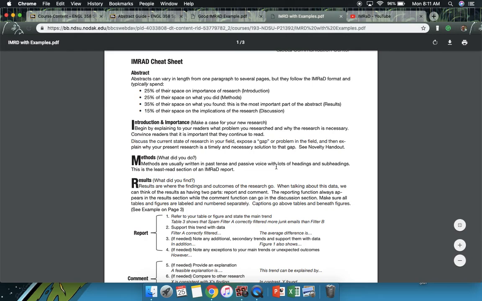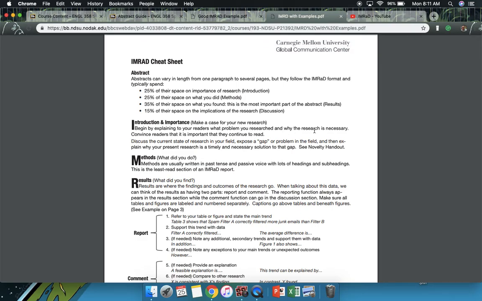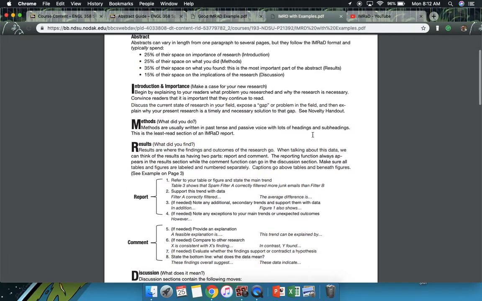So the introduction is where you begin explaining to your readers what the problem is, right? You research this problem, and this research is necessary because blah. You should convince your readers that it is important that they continue to read, and discuss the current state of research in the field to expose a gap or a problem in that field, and then explain why your research is timely and necessary to be the solution to that gap.